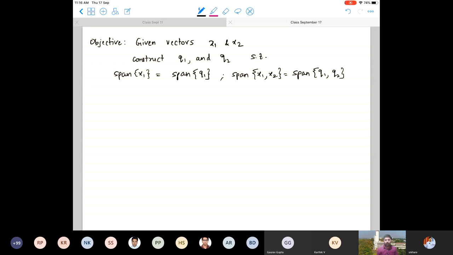So that means, and what is the third condition? The third condition is that q1, q2 is an orthonormal set. For the time being, for the sake of this diagram, I will just assume that this set is linearly independent. It is not necessary. If this set is not linearly independent, what happens we will see when we analyze this algorithm. But for the time being, let us consider that this set is linearly independent.